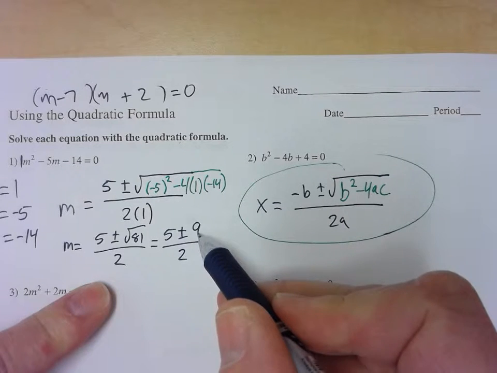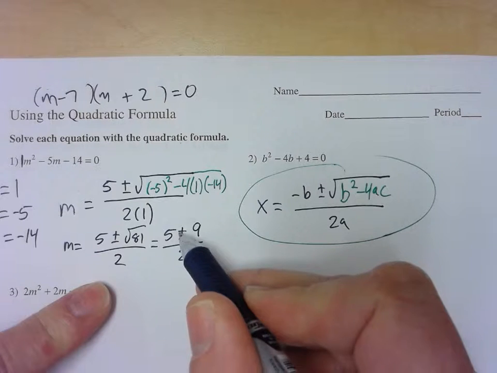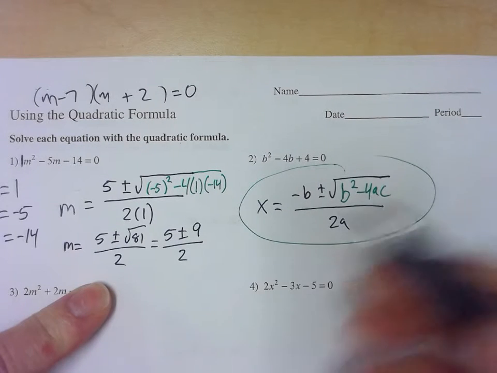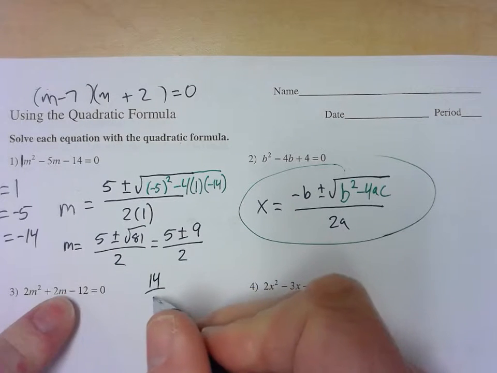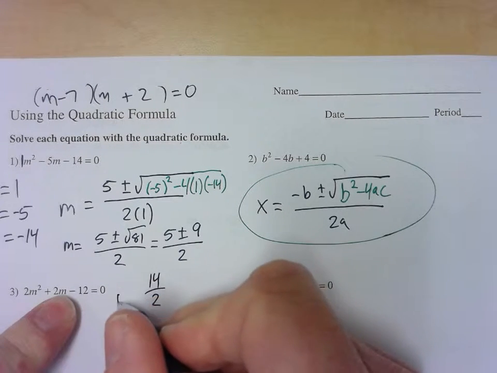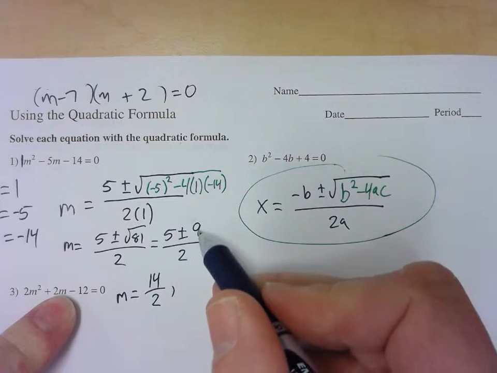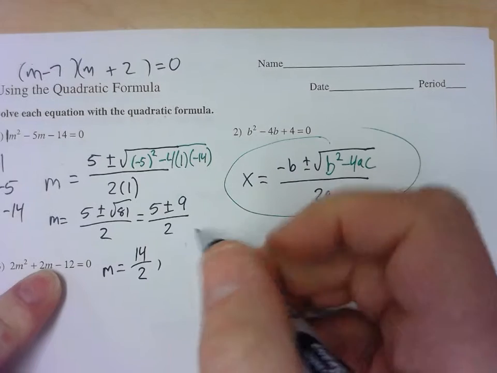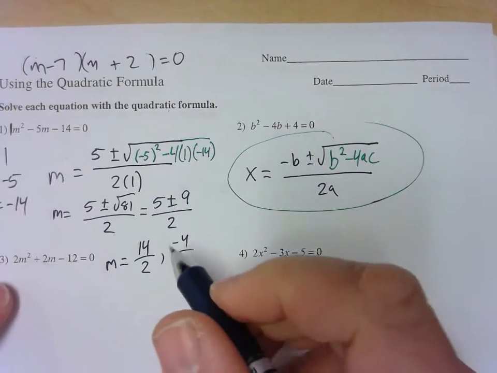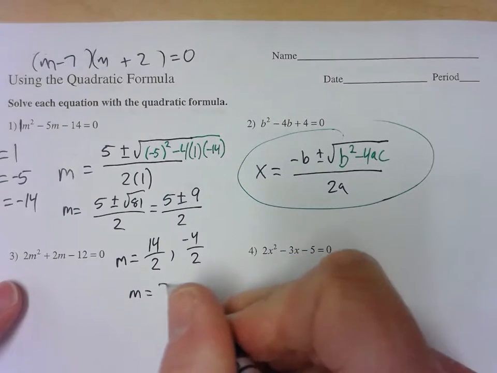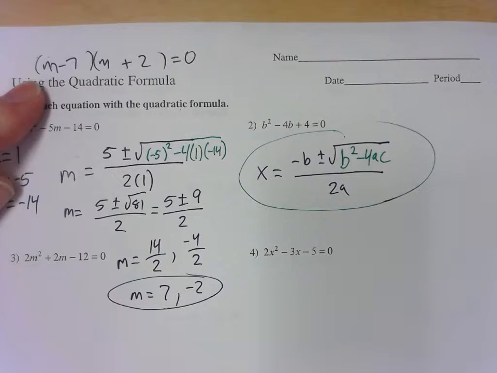5 plus... So it's like the song, I'll take the high road, you take the low road. So it's 5 plus 9, and then 5 minus 9. So there's two solutions. Well, 5 plus 9 is 14, so it's 14 over 2 is equal to m. And then the other one would be 5 minus 9, which is negative 4, so it's negative 4 over 2. And those reduce to the answers that I set up here. M would be 7 and negative 2. So factoring for this one is actually faster.